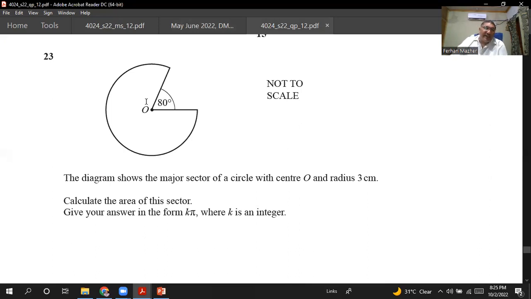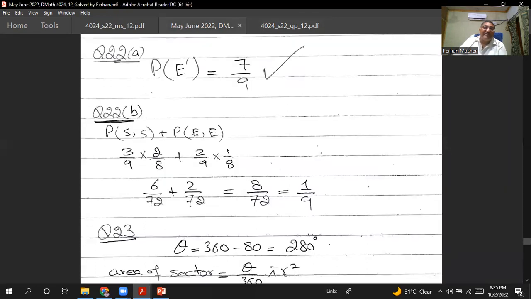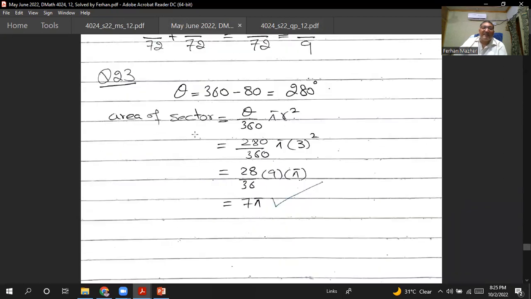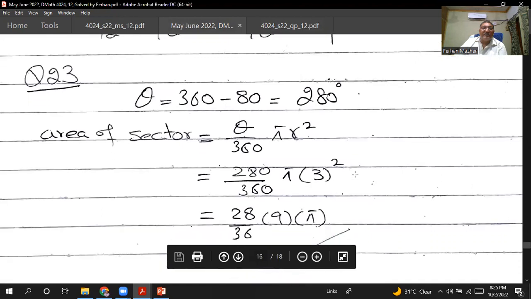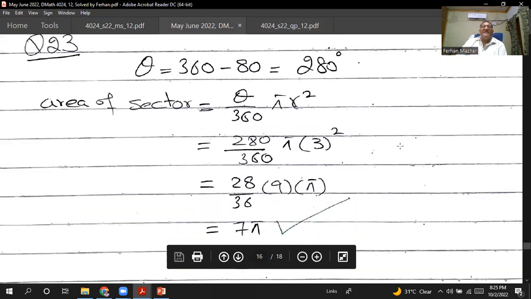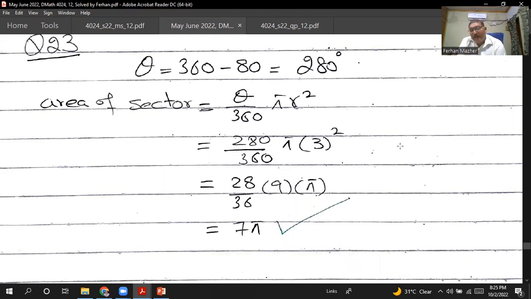The angle for the major sector at the center will be this angle. So that will be 360 minus 80. So first of all, I will find that. 360 minus 80, so the angle subtended at the center by that sector is 280 degrees.